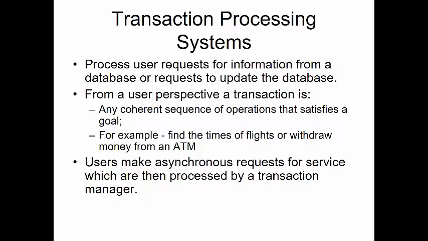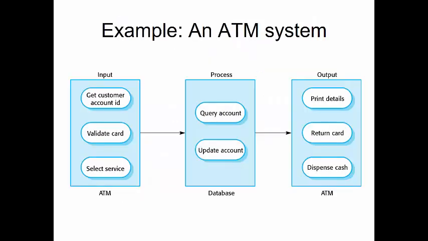Users make asynchronous requests for services, which are then processed by a transaction manager. So, for example, the ATM system. The ATM itself would get my customer account ID, validate my card that it's actually a card from the issuing bank, and allow me to select the service. Say I want to get $20.